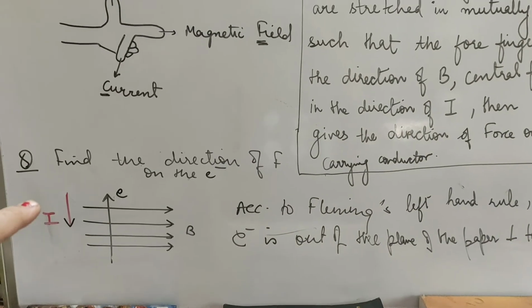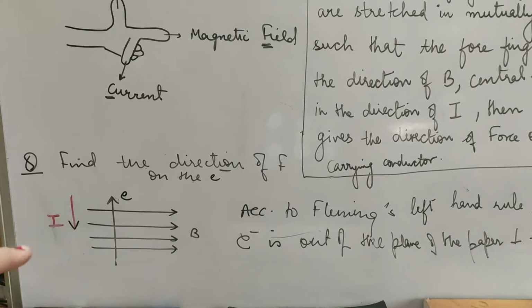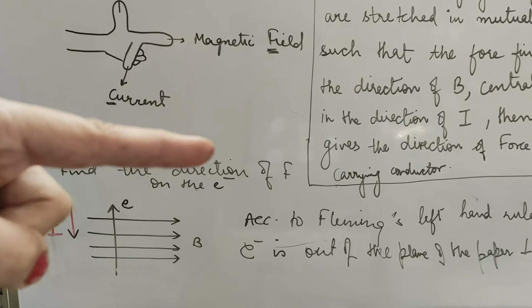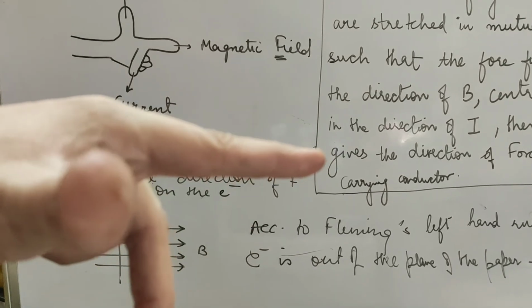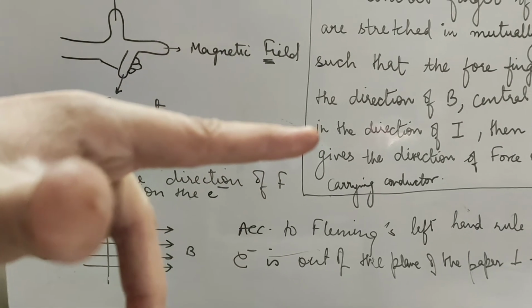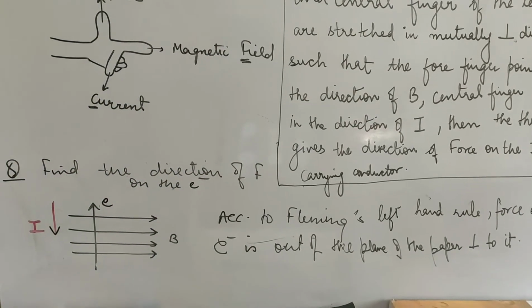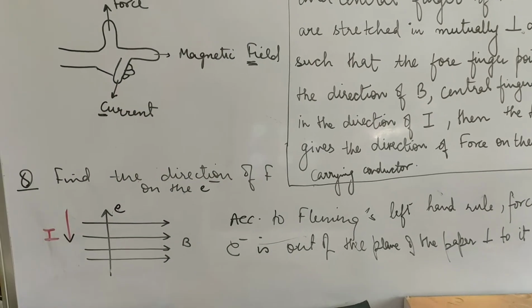If it had been an electron, electron and current directions are opposite. So field, current and force this time will be out of the plane of the paper. Force on the electron will be out of the plane of the paper, perpendicular to it. This is according to Fleming's left hand rule.